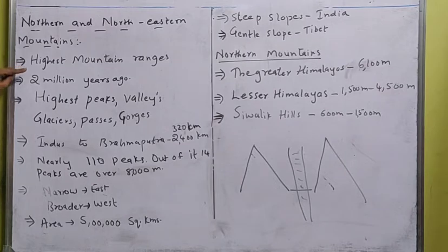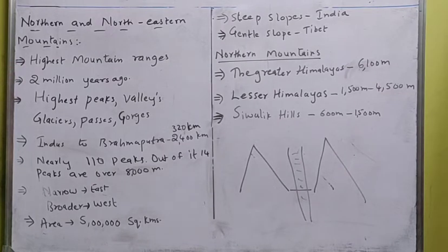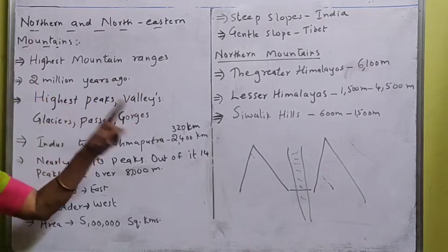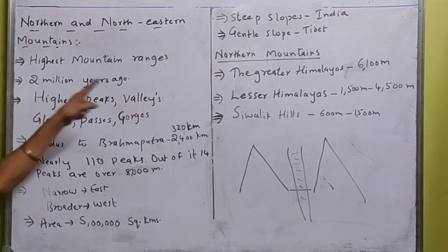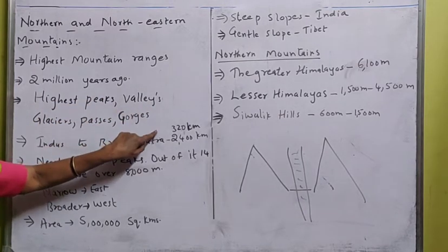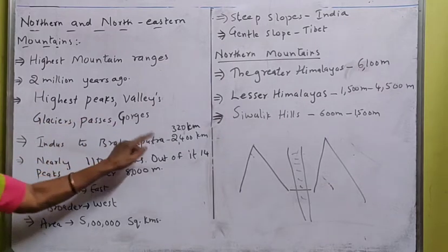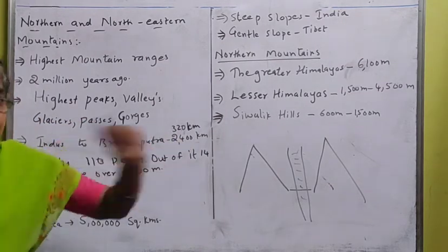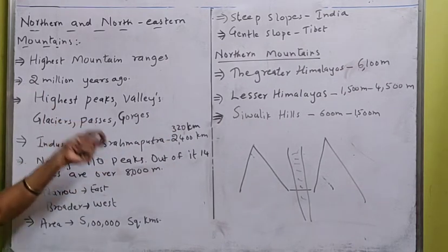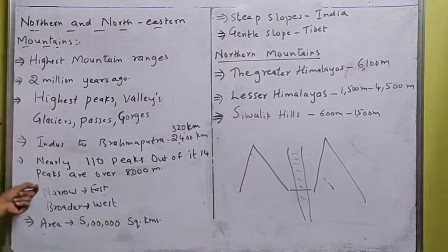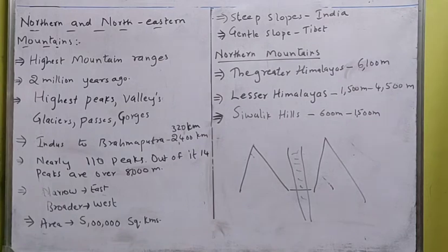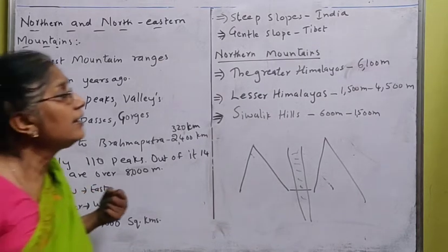So the question may be asked, how many years back were these mountains formed? 2 million years ago. Then what are the features? Highest peaks, valleys, glaciers, passes and gorges. They extend from the Indus to the Brahmaputra, 2,400 km lengthwise and 320 km breadthwise. How many peaks are there? 110 peaks. Out of them, 14 are over 8,000 meters. Narrow towards the east and broader towards the west, and the area covered is about 5 lakh square kilometers.